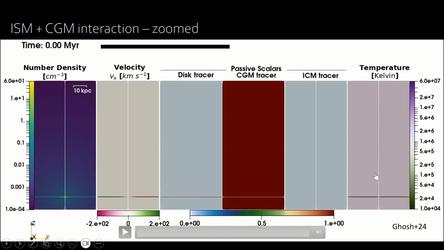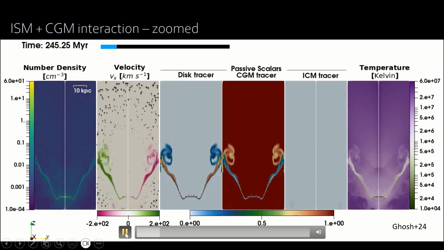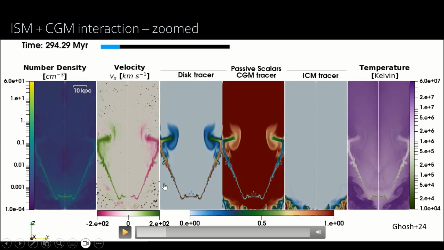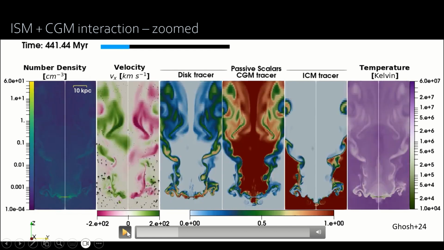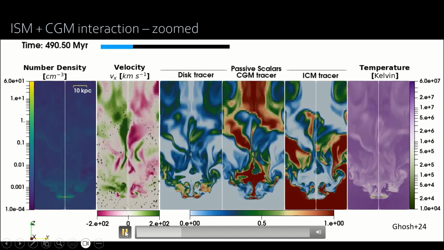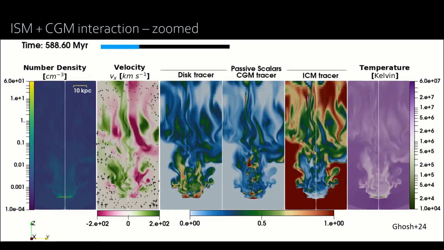And on the rightmost panel is the temperature. As we see the evolution, we find that initially it is the CGM which pushes onto the disk while the ICM is still not there in the picture. As we go along, we see now there is an interaction of the ICM and the CGM which continuously strips the cold gas out of the disk. However, as there is no radiative cooling, we do not see dense structures survive in the tails.